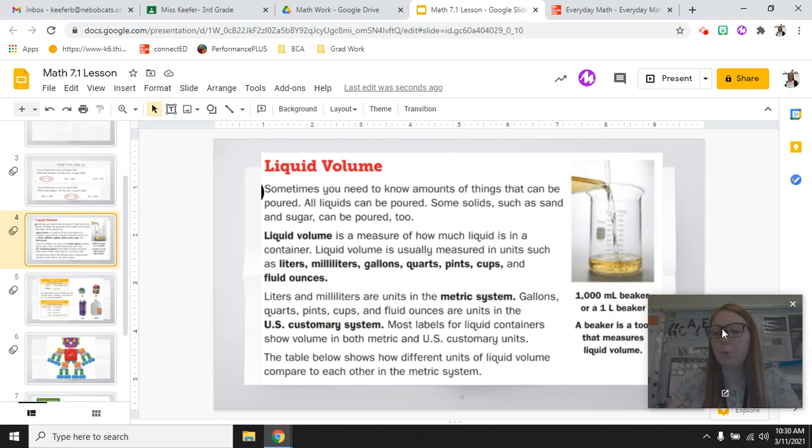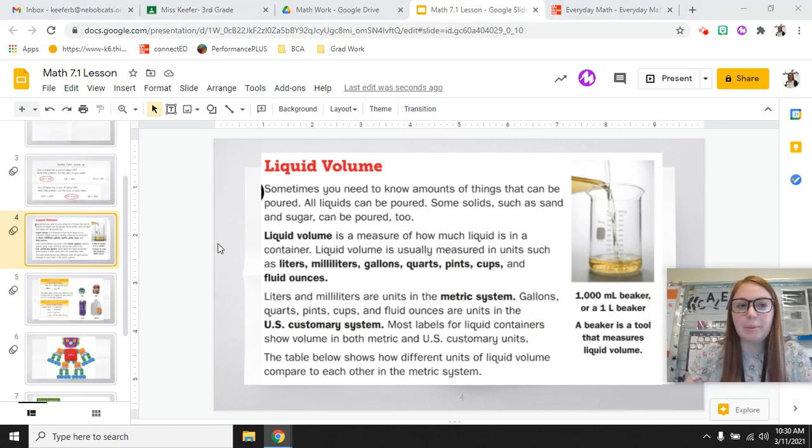So we'll start by going over what liquid volume is. This is a picture from your student reference handbook. It says liquid volume. Sometimes you need to know amounts of things that can be poured. All liquids can be poured. Some solids such as sand and sugar can be poured too. Liquid volume is a measure of how much liquid is in a container. Liquid volume is usually measured in units such as liters, milliliters, gallons, quarts, pints, cups, and fluid ounces.